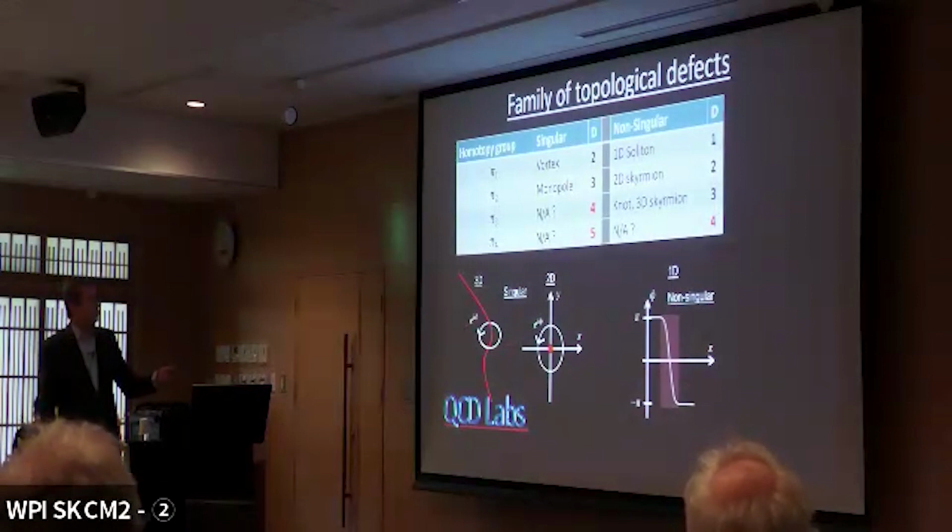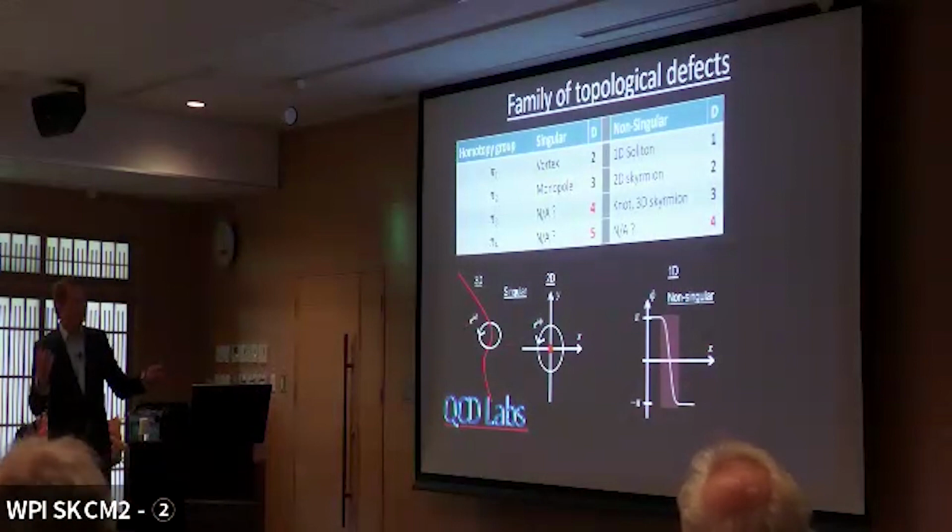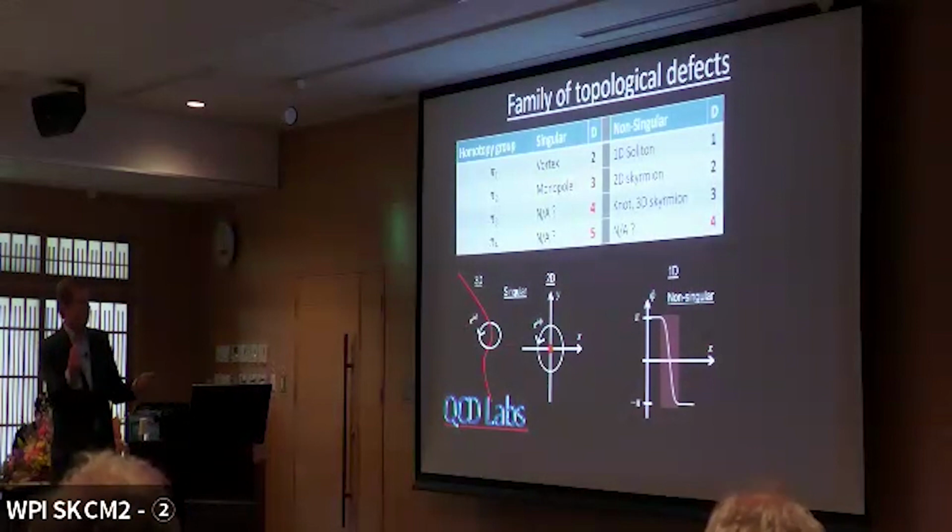For monopoles, and I talk about monopoles, you need at least 3 dimensions to see the monopole. If you look only at the surface of the sphere, it looks like a 2D skyrmion.